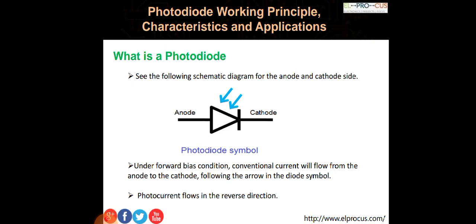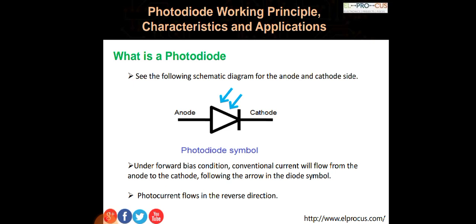So there are two terminals, anode and cathode. Anode is the positive terminal, cathode is the negative terminal. The light is falling on the diode, which is shown by the arrow. Then when it is in forward bias, current will flow from anode to cathode, that is the conventional flowing path.